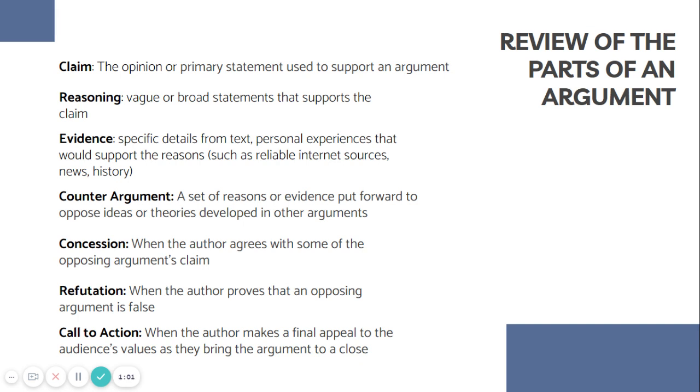Counter-arguments are a set of reasons or evidence put forward to oppose ideas or theories developed in other arguments. Concession is when the author agrees with some of the opposing argument's claim. The refutation is when the author proves that an opposing argument is false. And lastly, the call to action is when the author makes a final appeal to the audience's values as they bring the argument to a close.